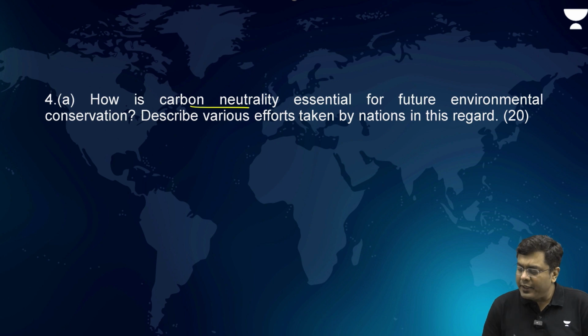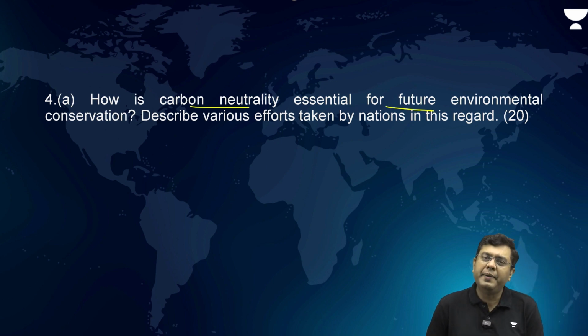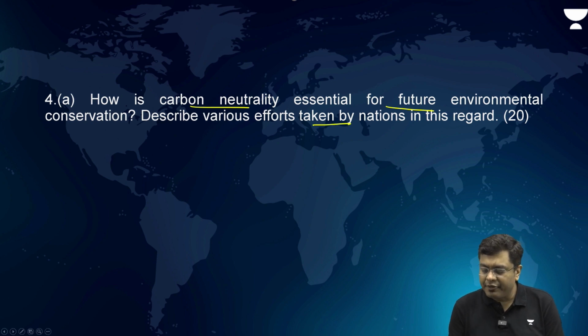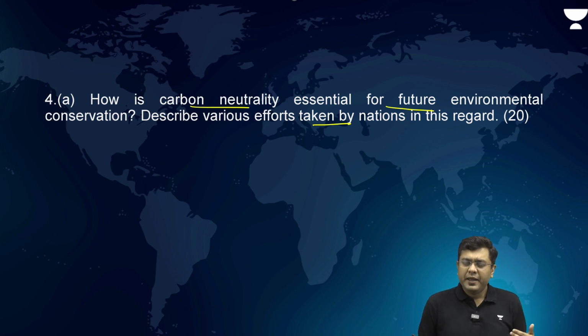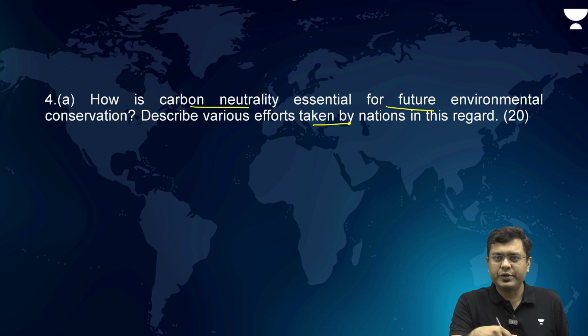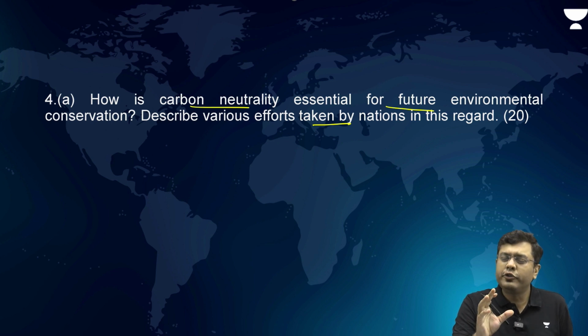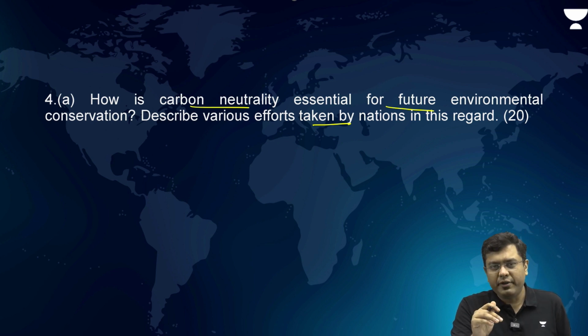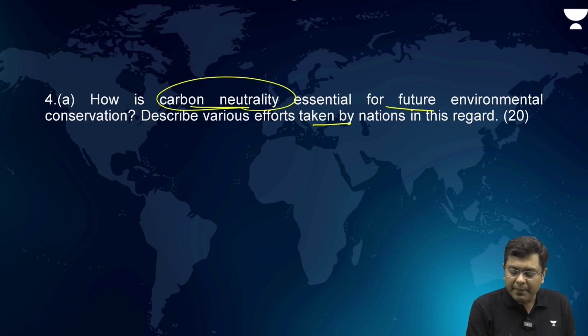Then, how is carbon neutrality essential for future environmental conservation? Describe various efforts taken by nations in this regard. Now, when we talk about carbon neutrality, it has again been in the news owing to the Conference of Parties 28 and the commitments made by India from the Panchamrit goals from Conference of Parties 26. So, carbon neutrality is what? The amount of carbon emissions that you carry out, that much amount of carbon dioxide or carbon dioxide equivalent is also sequestered and stored naturally or artificially. That is the aspect of carbon neutrality.